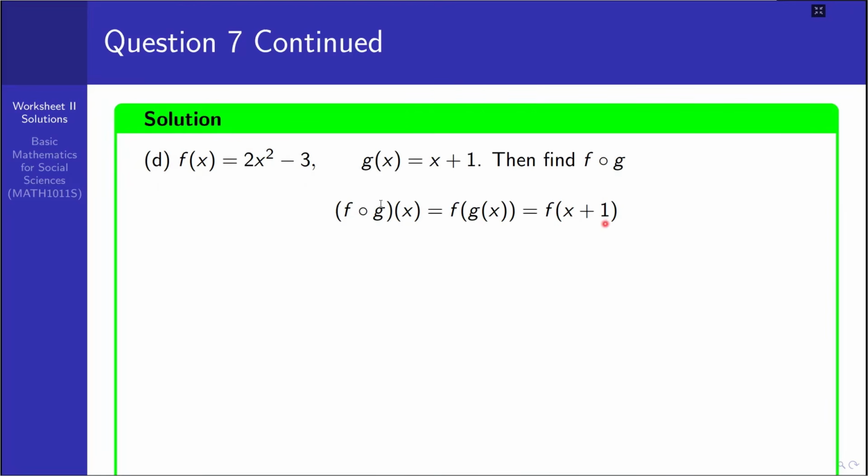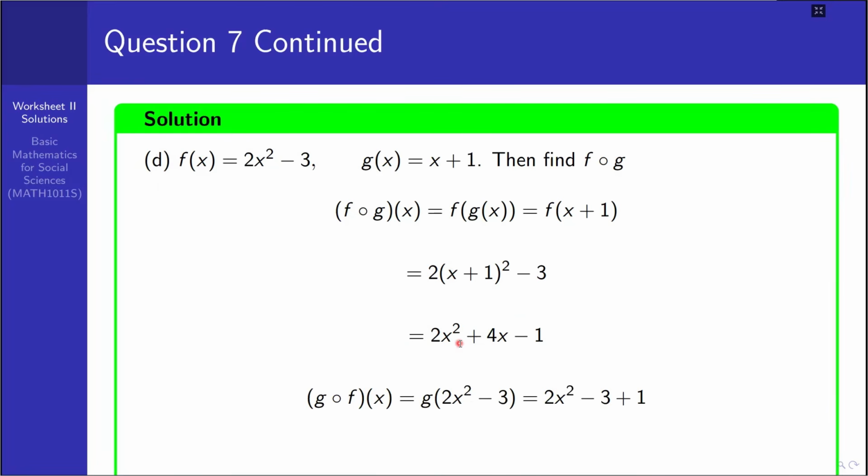I think it is just 2 into x plus 1 square minus 3. That is 2 into x plus 1 square minus 3, because this one is g of x. So the simplified form of this one could be 2x squared plus 4x minus 1. Therefore, f composite of g of x, whenever f of x is this one and g of x is this one, could be 2x squared plus 4x minus 1.